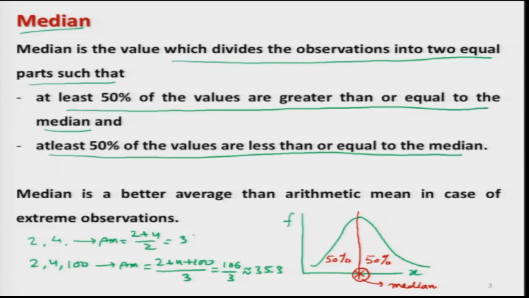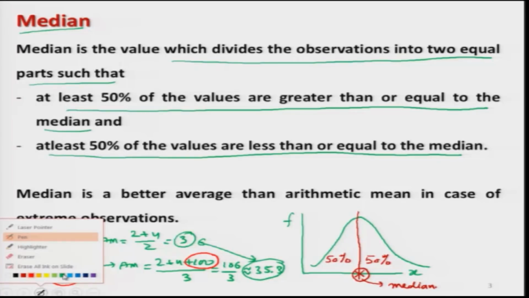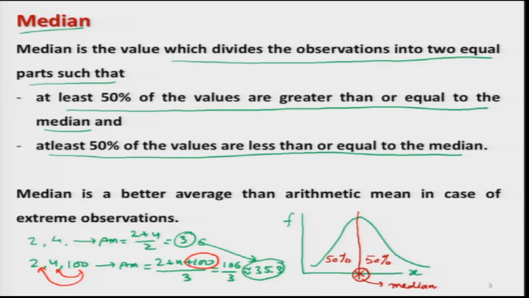So, you can see here there is a huge difference between 3 and 35.3, and this difference is coming because there is a new value which is added here, 100, and this 100 is very much different from 2 and 4. There is a huge difference between the values. So, this median is a better average than arithmetic mean in case we have extreme observations.